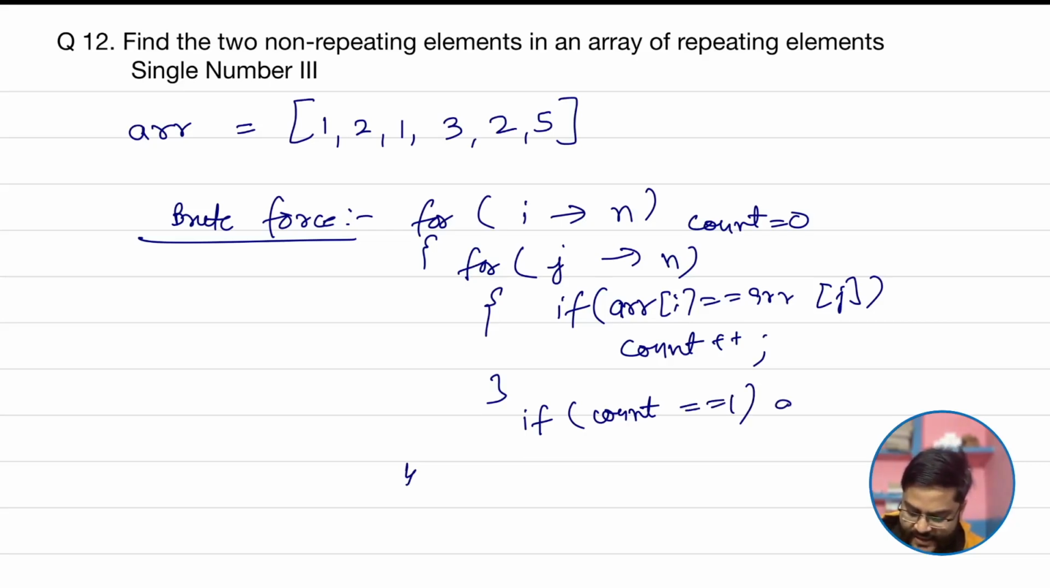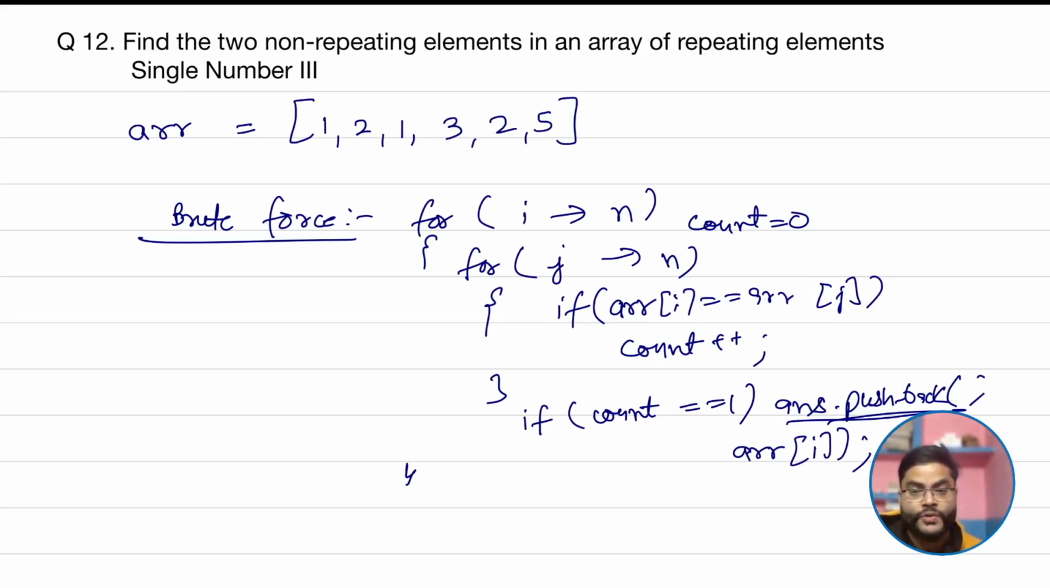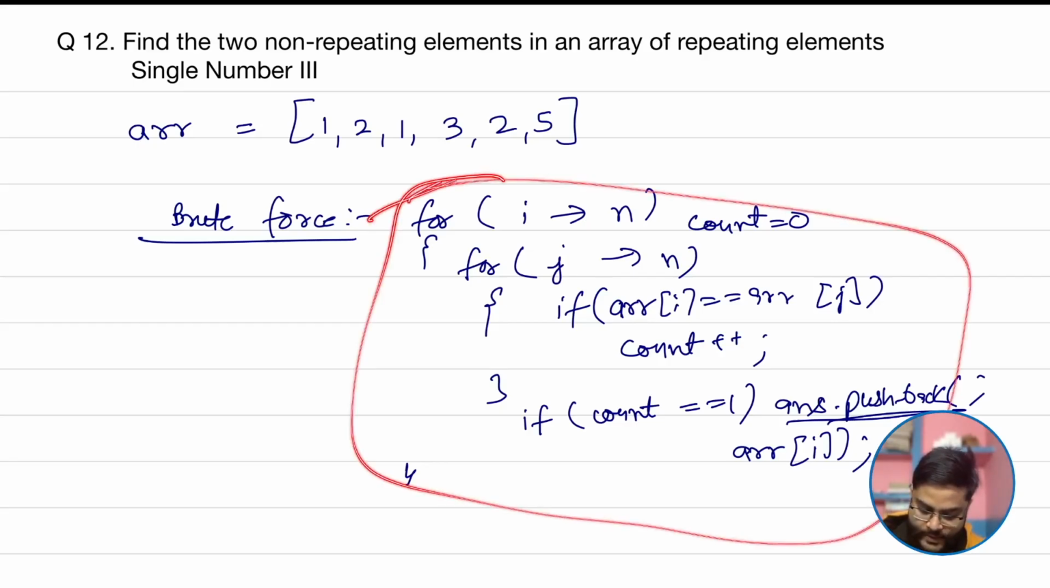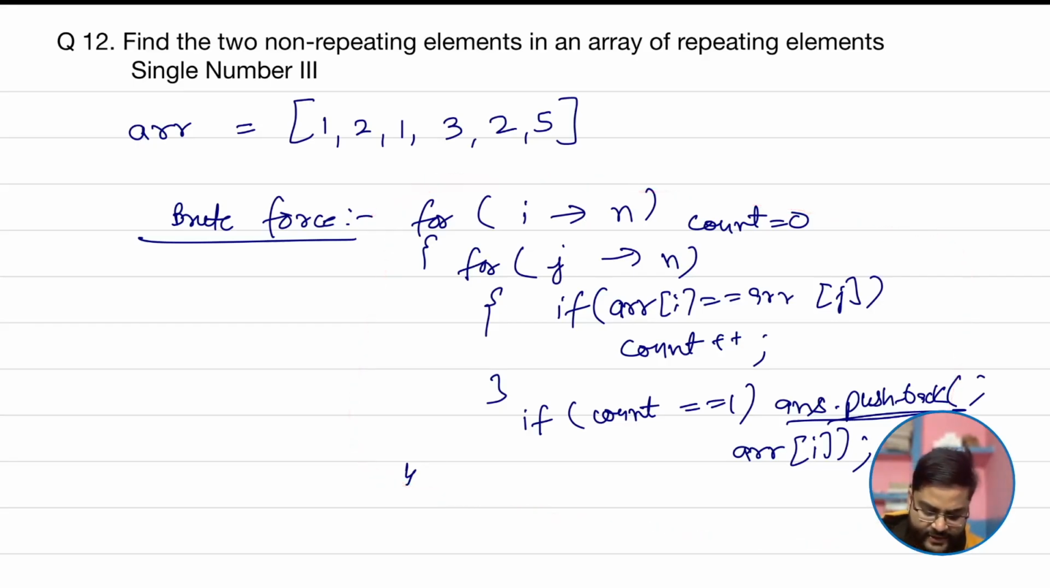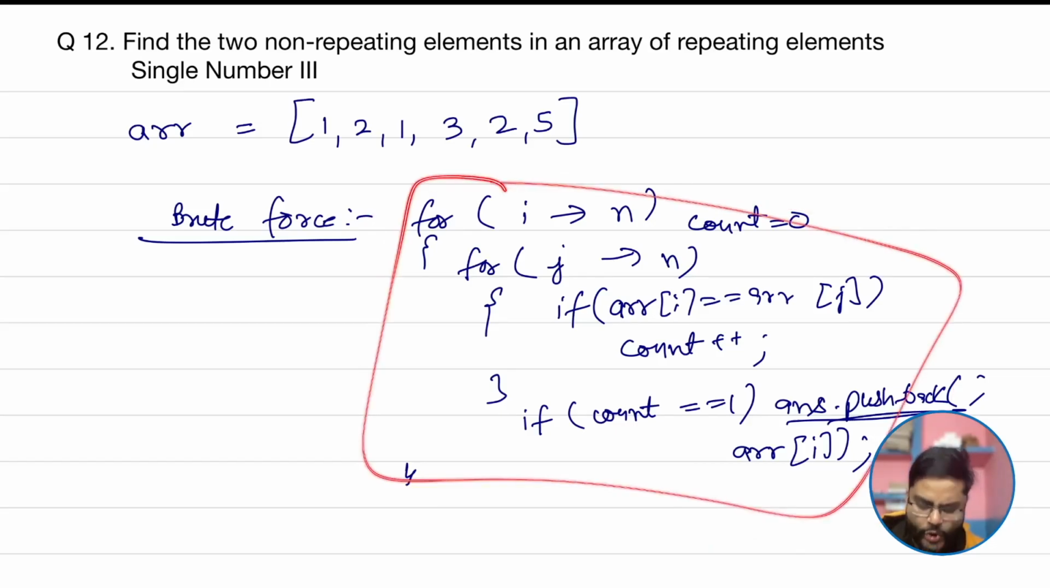So let's say I take a list or vector, and in C++ I will push back that array of i into the vector. So that's how I can do my brute force approach. Okay, how much time will it take? It will take two loops, so almost order of n square time.